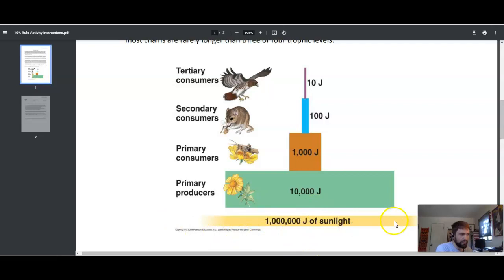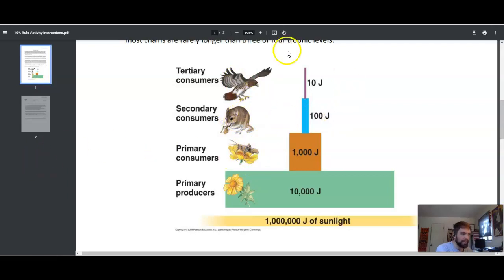So that means if you have 1 million joules of sunlight, only 10% of that, or 10,000, if we multiplied this by 0.1, makes it to the plants, okay? Because a lot of it gets lost as heat. It doesn't enter the plant with 100% efficiency. And then 10% of that goes into the primary consumers, or the insects. Most of it is lost to heat and waste, again and again.